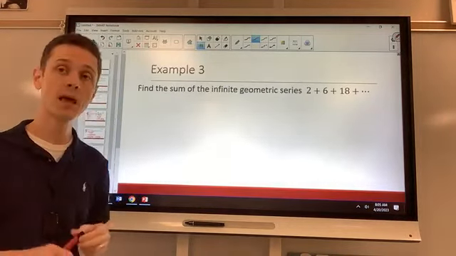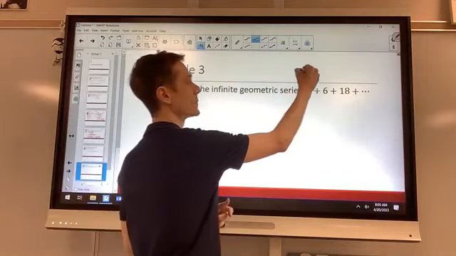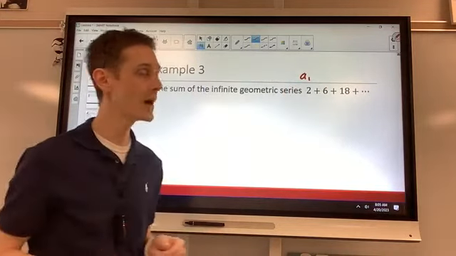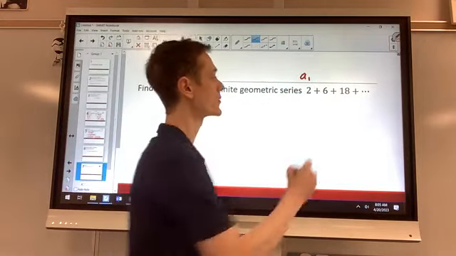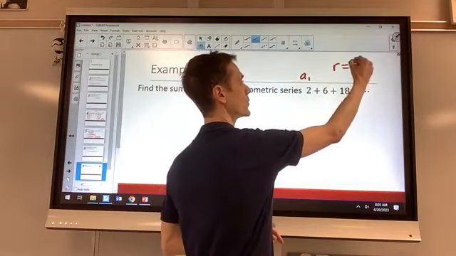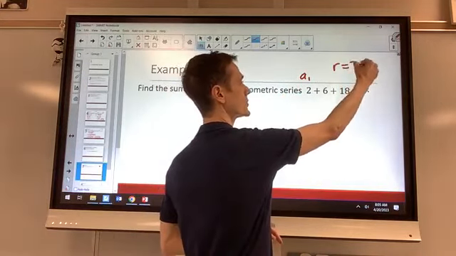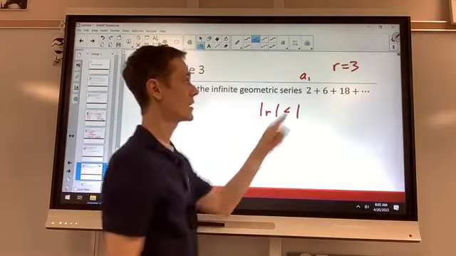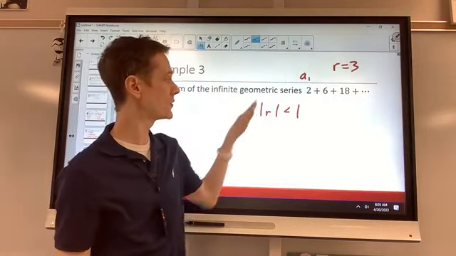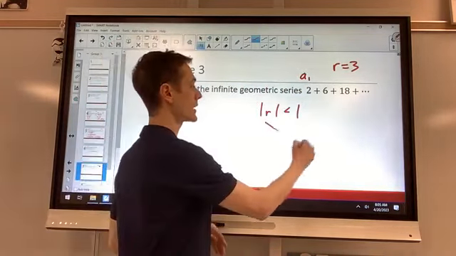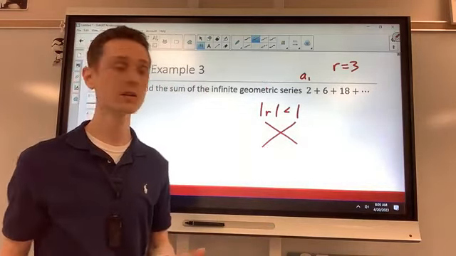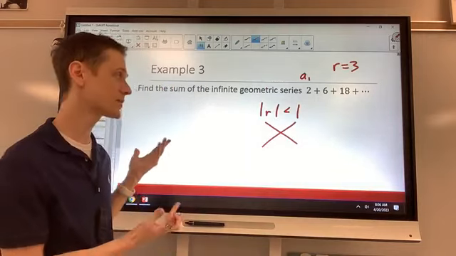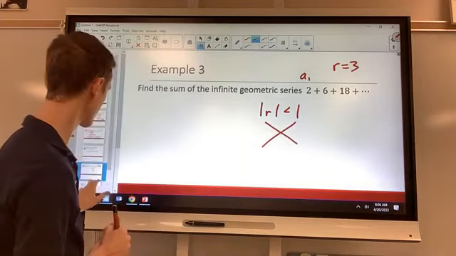So here's an example. If I was looking at this, I would recognize that my a sub 1 term is 2, but more importantly, I want you to notice that my terms are multiplying by 3. So since r equals 3, do I have the situation where the absolute value of r is less than 1? No, I do not. The absolute value of 3 is not less than 1, so I cannot use the infinite sum formula. So there's no finite answer on this. I wouldn't be able to find the sum, basically. So that's the quickest possible situation you would have on these examples.